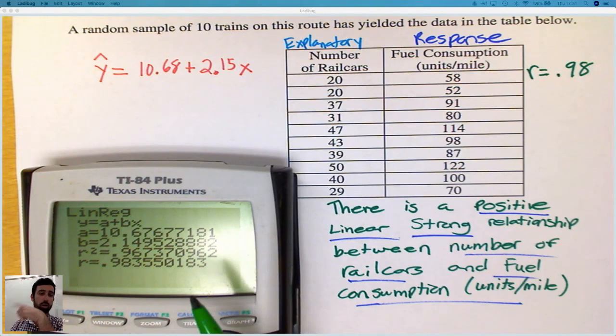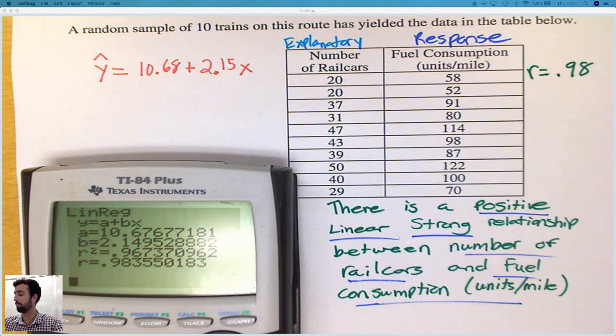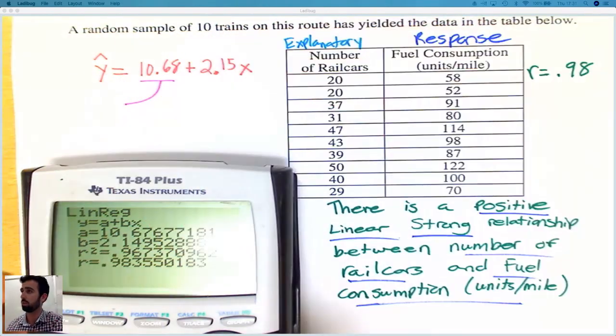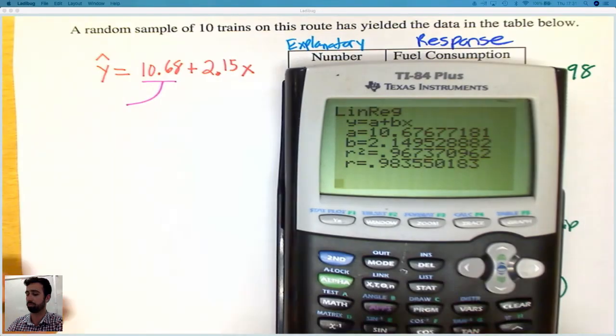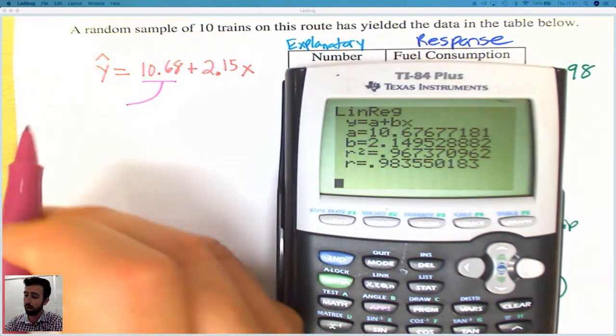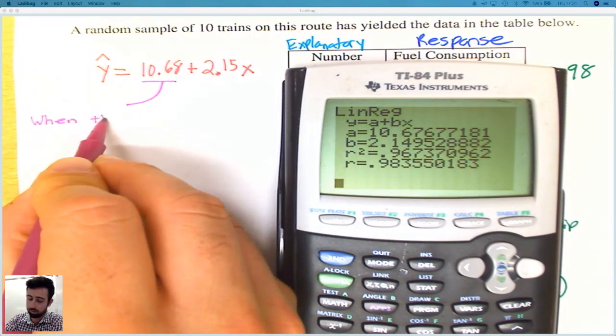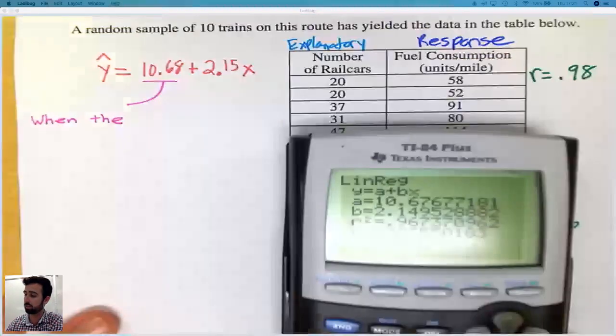We'll talk about R squared on the next part. But for right now, let's just worry about our interpretations. So we really want to start to interpret what each of these are. So let's look at our Y-intercept. Now remember, to interpret our Y-intercept, we want to say when, and then context of X.